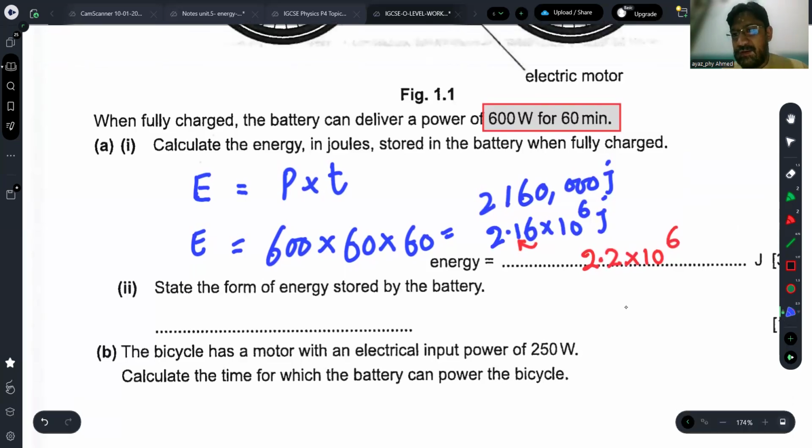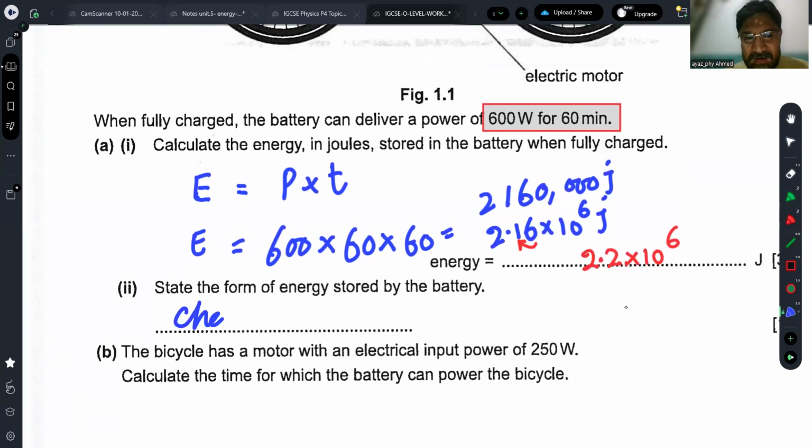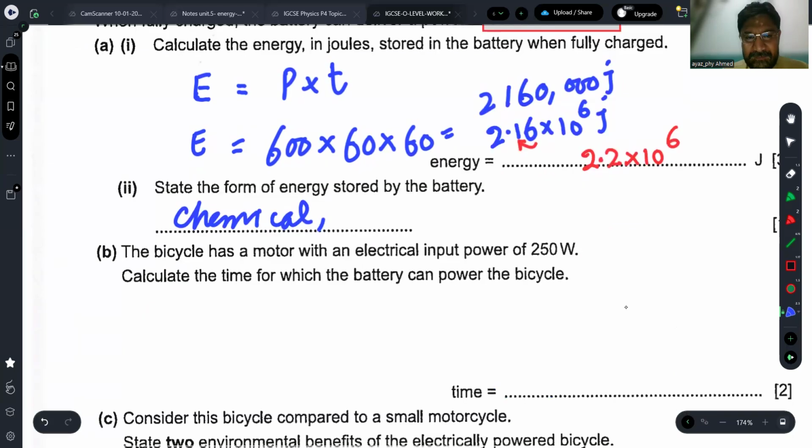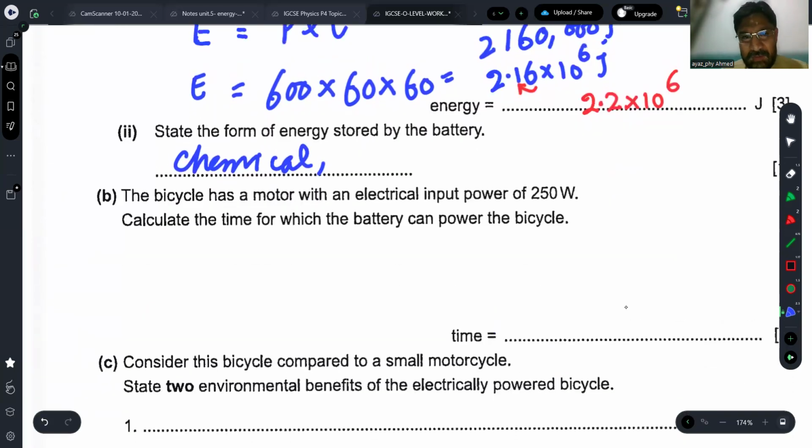So what form of energy do you consider? In the battery, basically batteries use chemical energy. So it uses chemical energy, right? You will score 1 mark here.